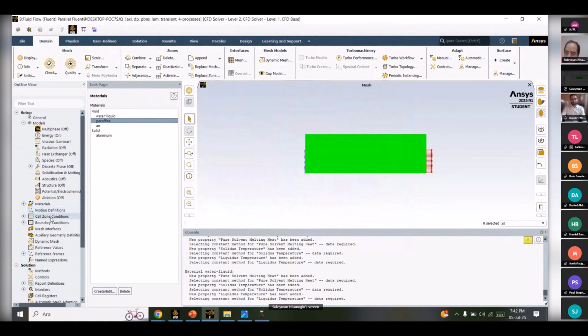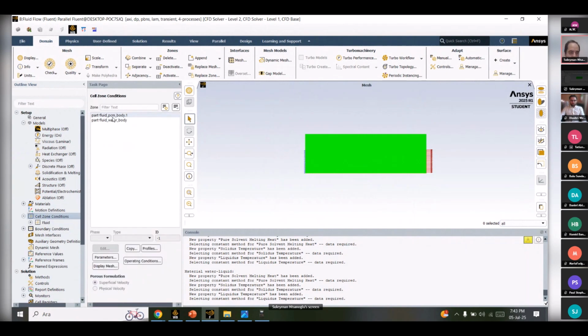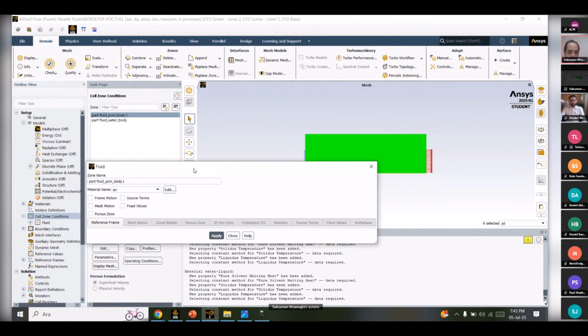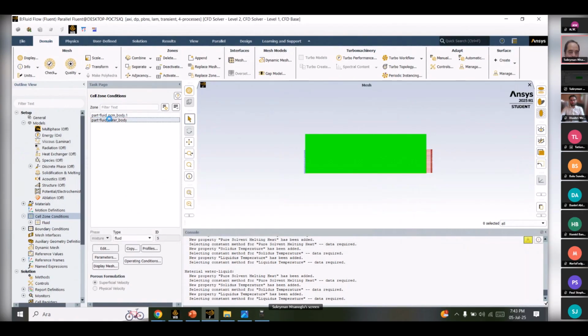Then, in cell zone condition, we will assign this material respectively area, water region as liquid water and PCM region. Here, PCM body is paraffin, not air. And water body is water.